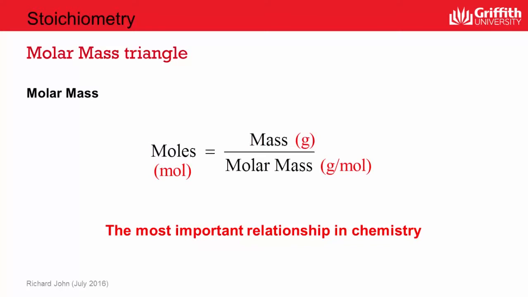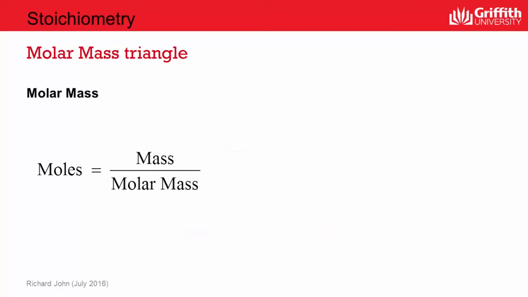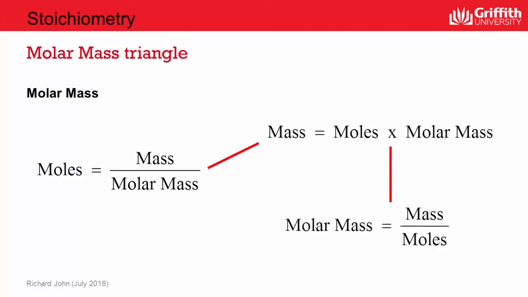The units for moles being moles, the units for mass being grams, the units for molar mass being grams per mole. And we've seen that there's three different versions of this equation. We can have moles as the subject, moles equals mass on molar mass. We can make mass the subject, mass equals moles times molar mass. And we can have molar mass as the subject, molar mass equals mass over moles. These are three different versions of the same equation, and sometimes people get them confused.